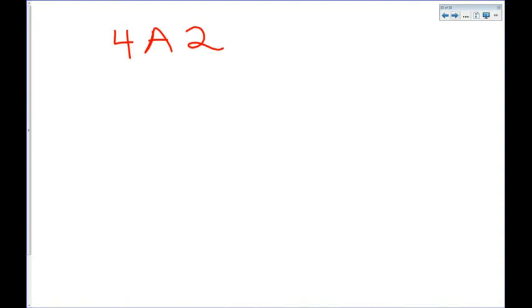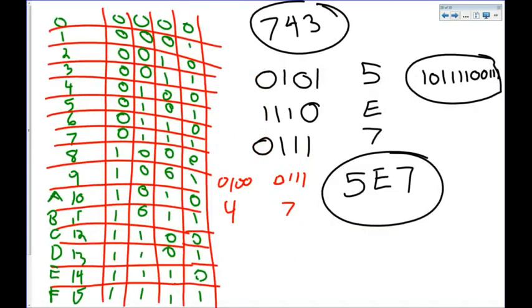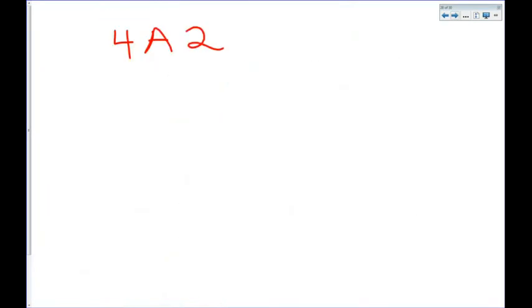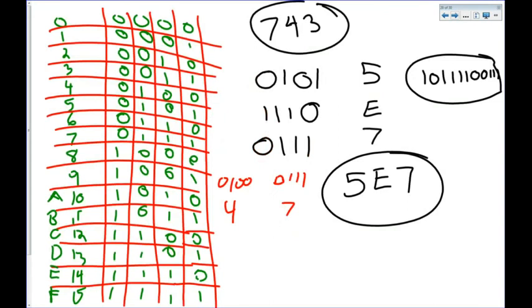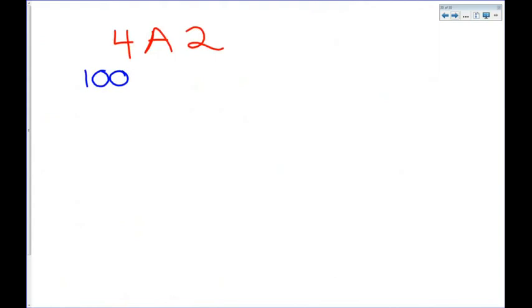So let's start by converting the hex into binary. So let's find the chart. So let's find 4 on the chart. What's 4 on the chart? So it's 100, right? What's A on the chart? Yeah, but what's the binary digits? 1010, yeah. And what's 2? I shouldn't have to show you. Yeah, but it's 4 digits. So it's this. It's 4 digits.